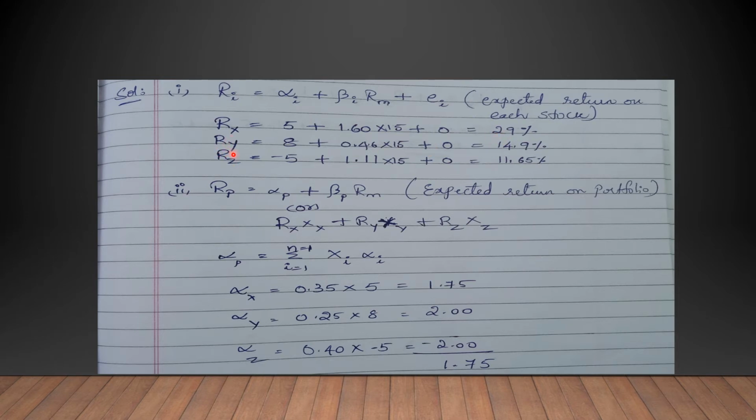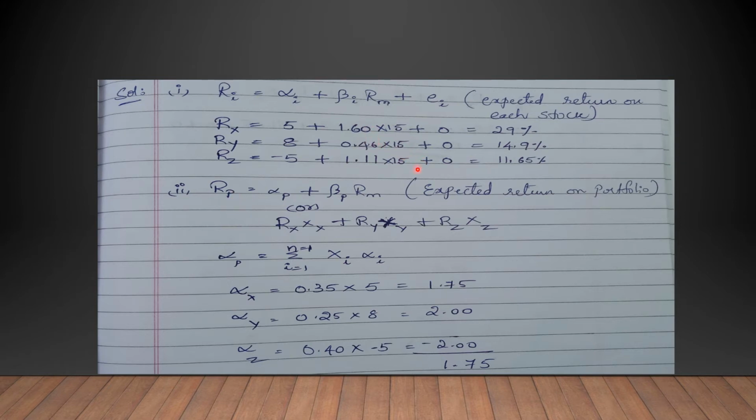Same for the return on Y stock, that is 8 plus 0.46 into 15 plus 0, that comes to 14.9%. Then for Z it is minus 5 plus 1.11 into 15 plus 0, that is equal to 11.65%. So in this way you have to calculate the expected return on each stock.